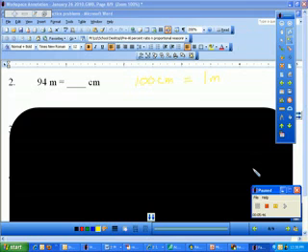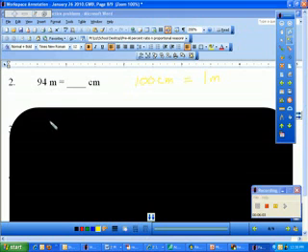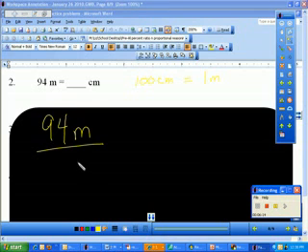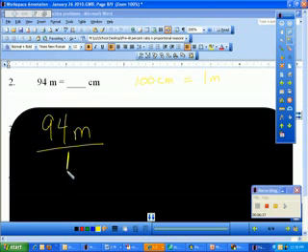As you're setting it up, remember that in order for your units to cancel, one of them needs to be in the numerator and the other one needs to be in the denominator. So I'm going to set it up as just 94 meters over 1, because we don't have a second unit in the denominator like we will in our examples in a minute. And the unit multiplier that we're going to use is 100 centimeters over 1 meter.